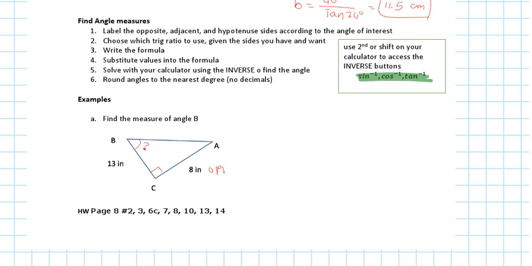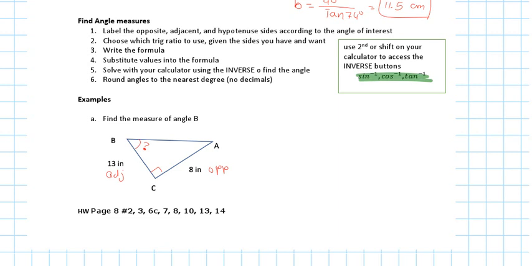I care only about the given sides. BC is adjacent. Remember that the hypotenuse is across from the 90 degree. Now, I'm looking for angle B. I know the opposite and the adjacent. What formula do I use? Tan.